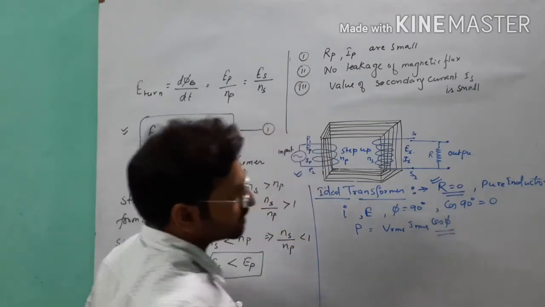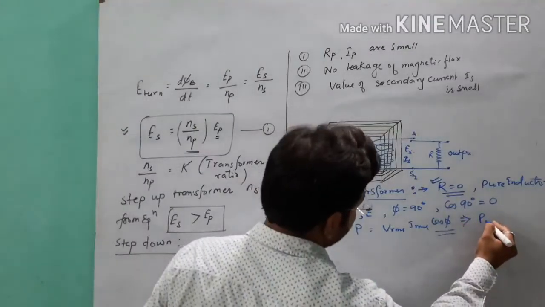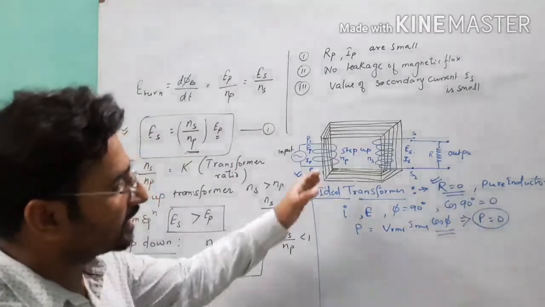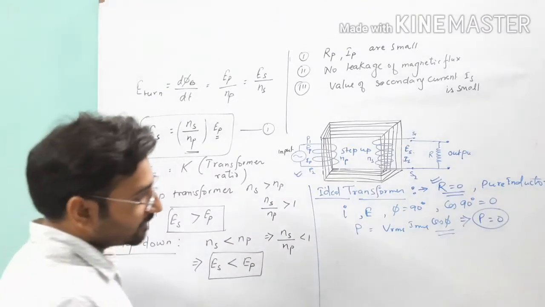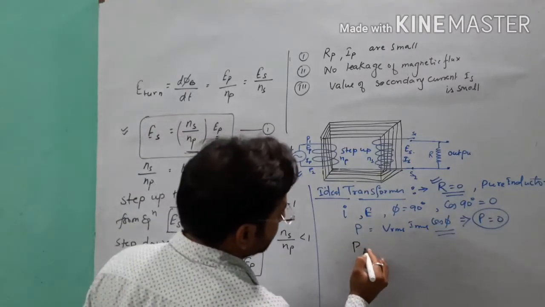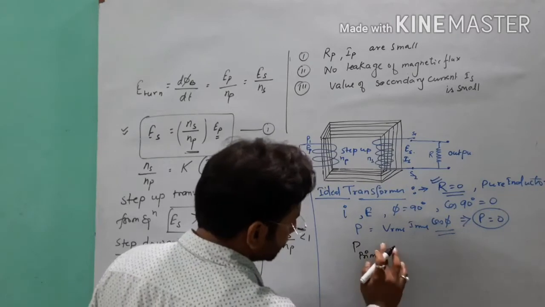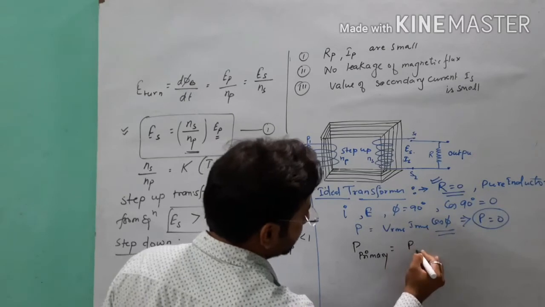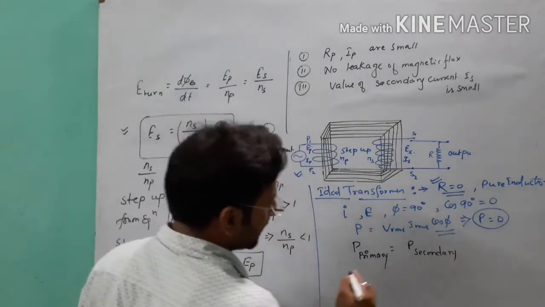So if I substitute the value of phi equal to 90 degrees, the power dissipation in this condition will be 0, means there is no loss of power in case of an ideal transformer. So I assume that there is no loss of power. So the power in the primary coil and the power in the secondary coil will be the same. After that we can write the relation.